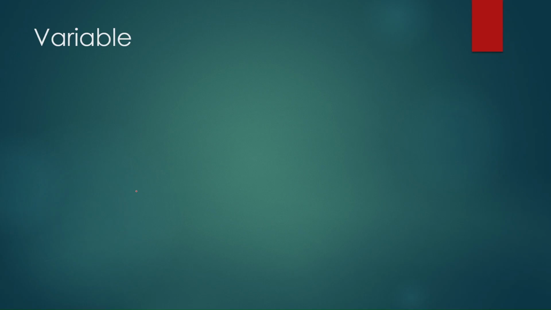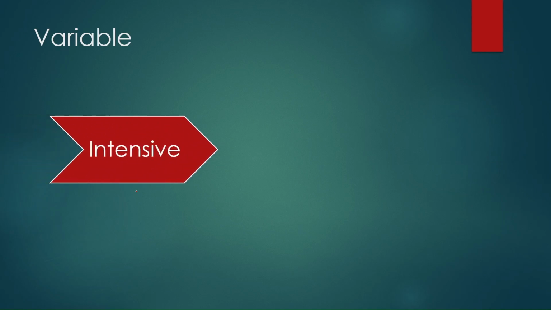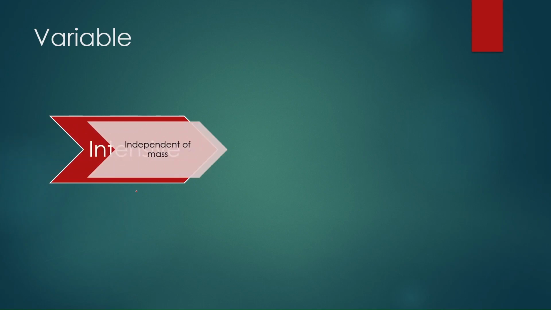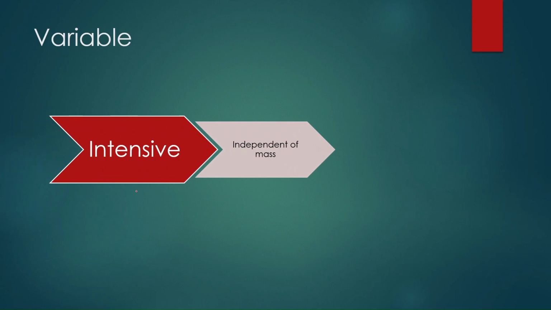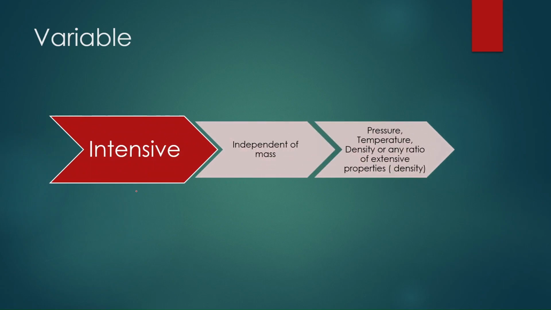Now we will read about two kinds of variable. Variables can be discussed in two ways: one is the intensive variable and another is the extensive variable. What is an intensive variable? A variable that does not depend on the mass is called intensive. So an intensive variable is independent of mass. As examples, we have pressure, temperature, and density.